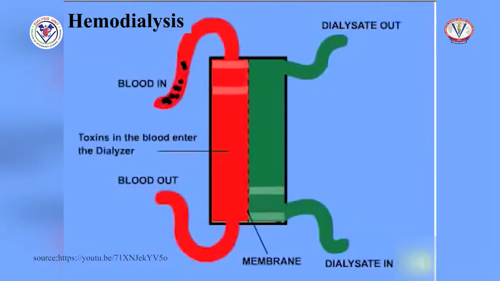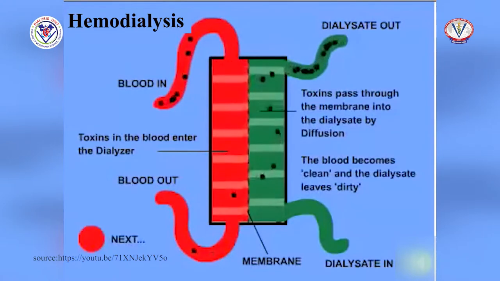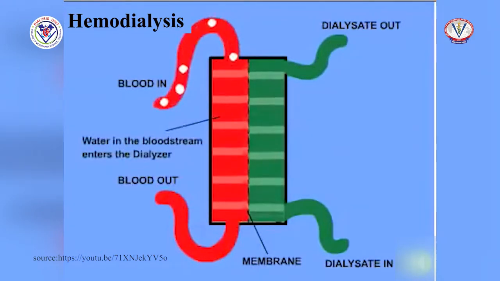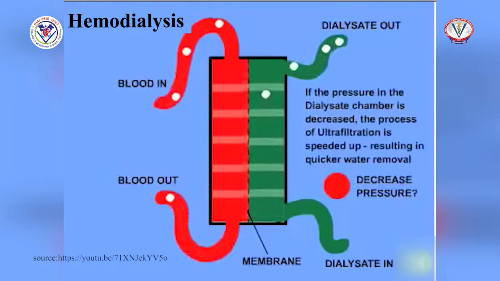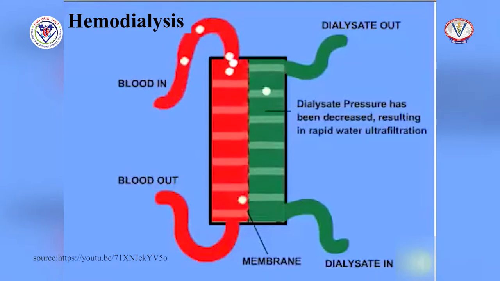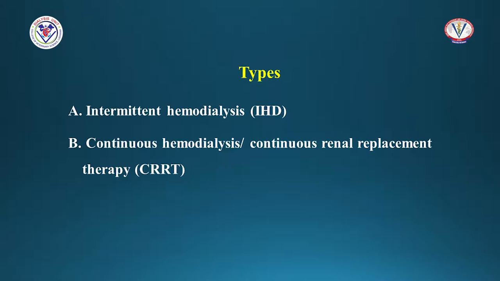Hemodialysis. It removes wastes and water by circulating blood outside the body through an external filter or an artificial kidney called a dialyzer that contains a semi-permeable membrane. The blood flows in one direction and the dialysate flows in the opposite direction. There are two main types of hemodialysis: intermittent hemodialysis, or IHD for short, and continuous hemodialysis, or continuous renal replacement therapy, CRRT for short.